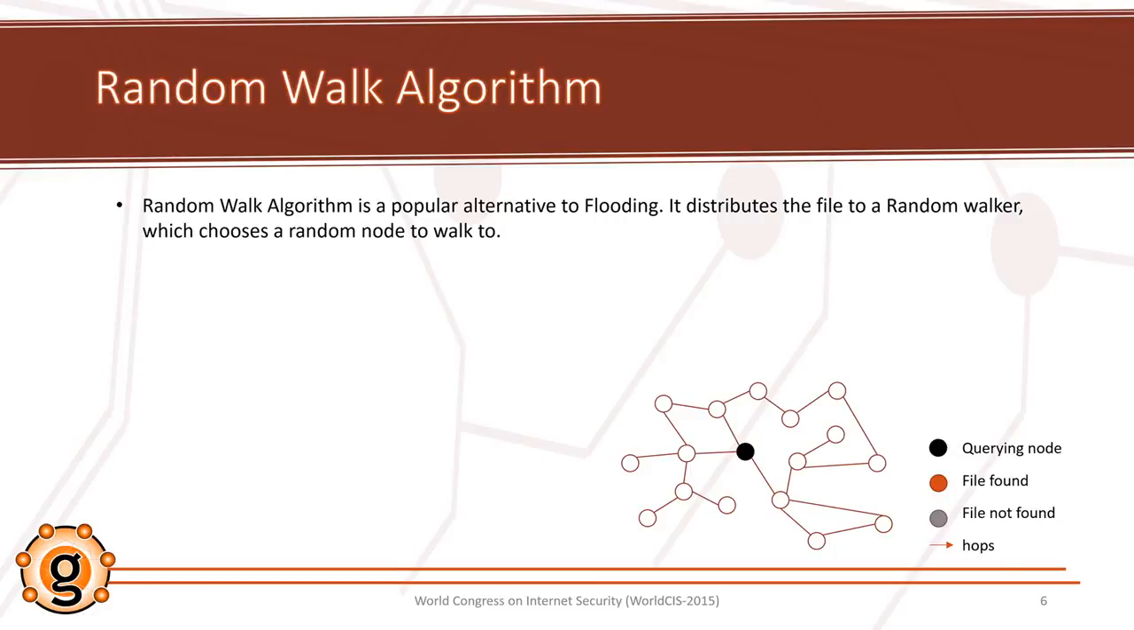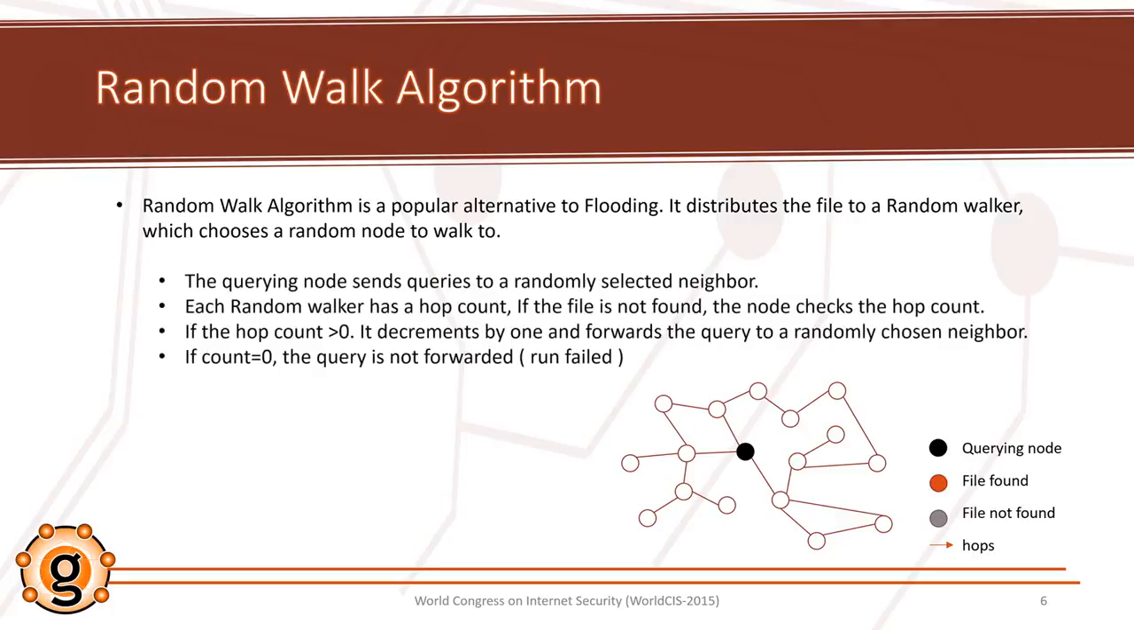Random walk algorithm is a popular alternative to flooding. It distributes the file to a random walker, which chooses a random node to walk to. The querying node sends queries to a randomly selected neighbor. Each random walker has a hop count. If the file is not found, the node checks the hop count. If the hop count is bigger than 0, it decrements by 1 and forwards the query to a randomly chosen neighbor. If count equals 0, the query is not forwarded, which means the run failed.